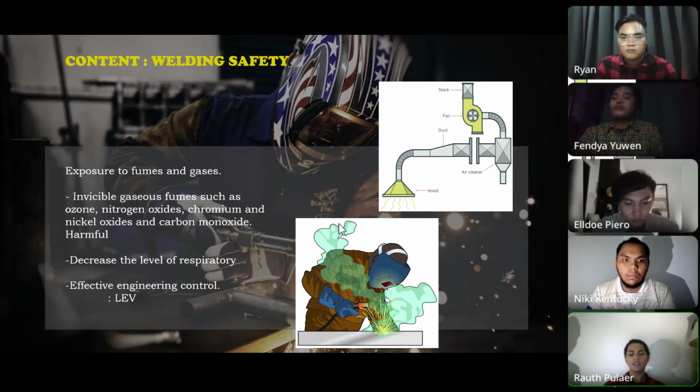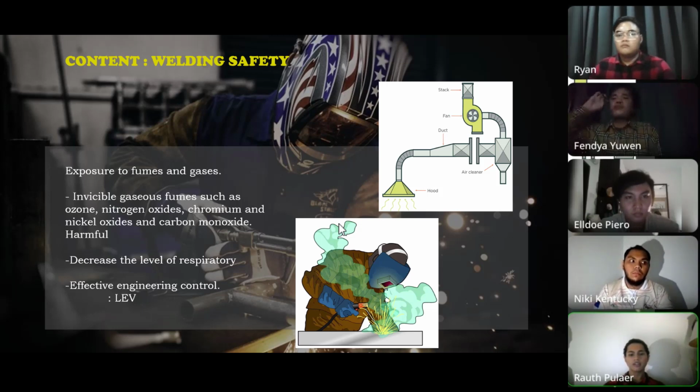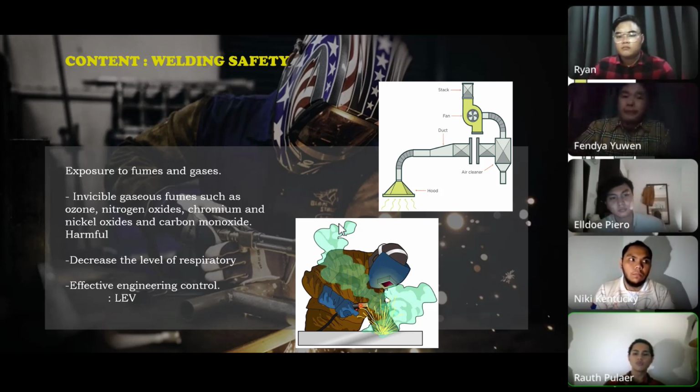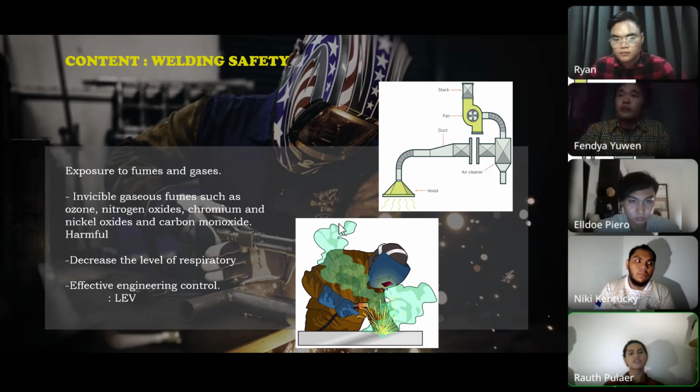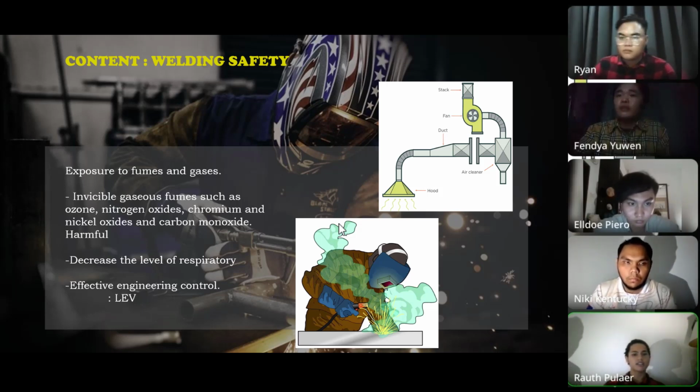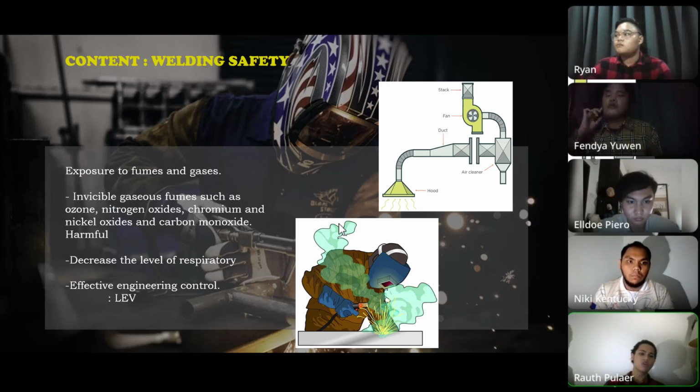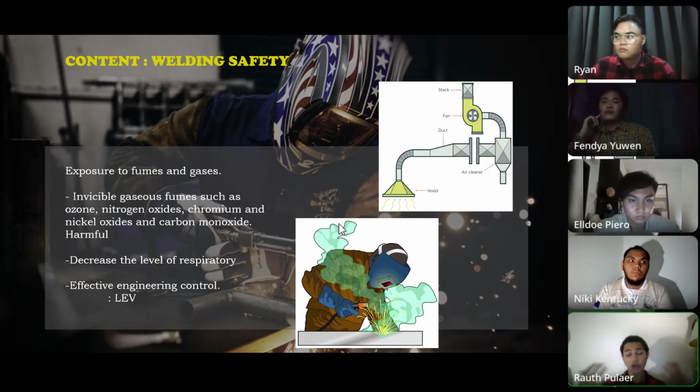So in content, the first content is exposure to fumes and gases. When welders weld, there are invisible gases present during the welding. The most common are nickel oxides, carbon monoxide, and chromium, the metal dusts. I decided to share a few gases like ozone, nitrogen oxides, chromium, nickel oxides, and carbon monoxide, which are harmful to the human respiratory system.